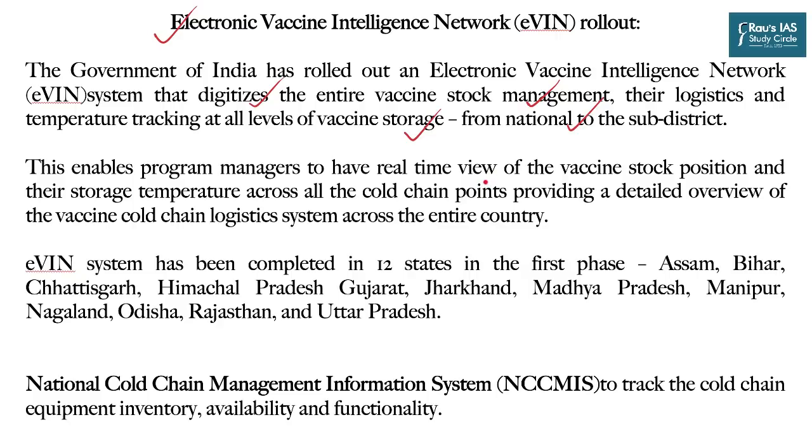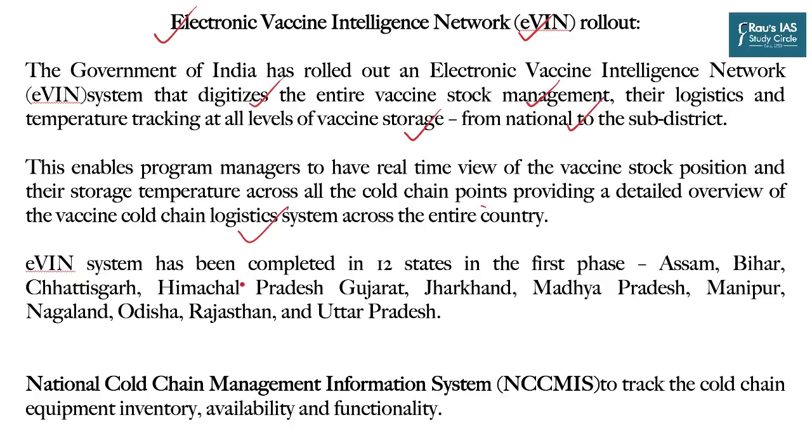Because you should understand that these vaccines need appropriate temperature and humidity. If you don't provide them, the impact of the vaccine will be compromised and it could also become toxic. And so it is very important to maintain the ambient conditions prescribed by the manufacturer. And you need intensive monitoring, and that is why this enables program managers to have a real-time view of the vaccine stock position and their storage temperature across all the cold chain points, providing a detailed overview of the vaccine cold chain logistics systems across the entire country.